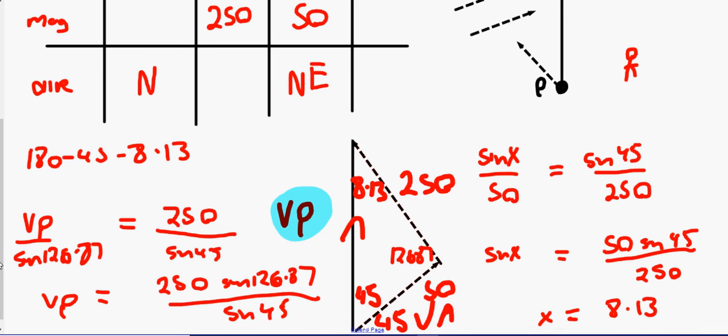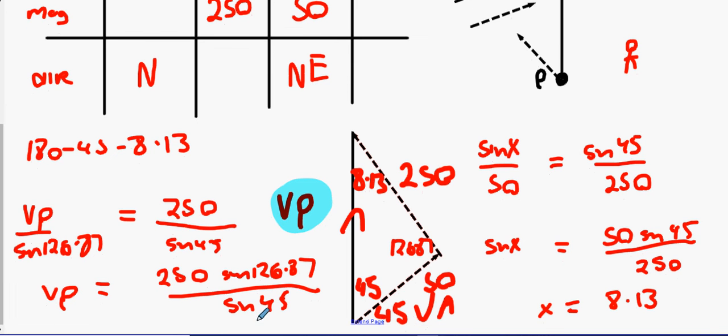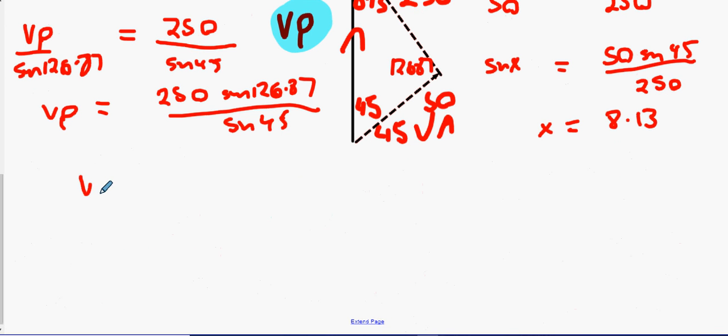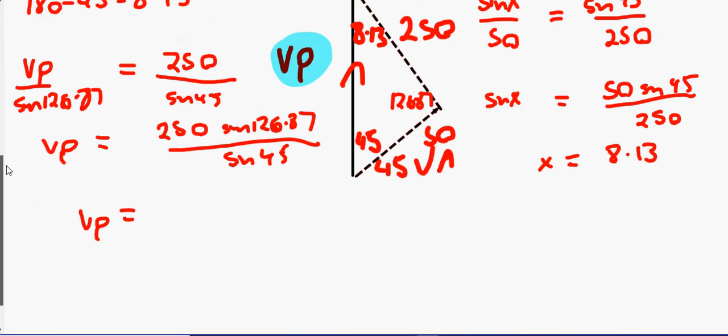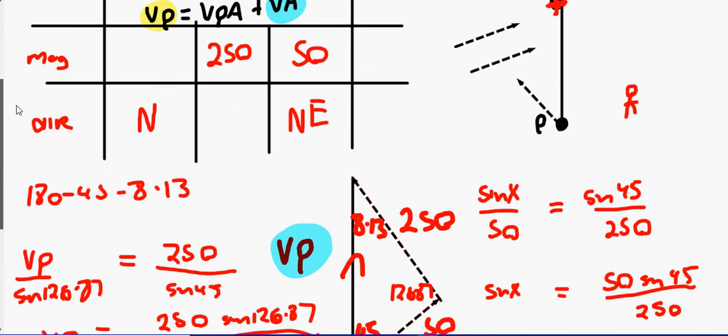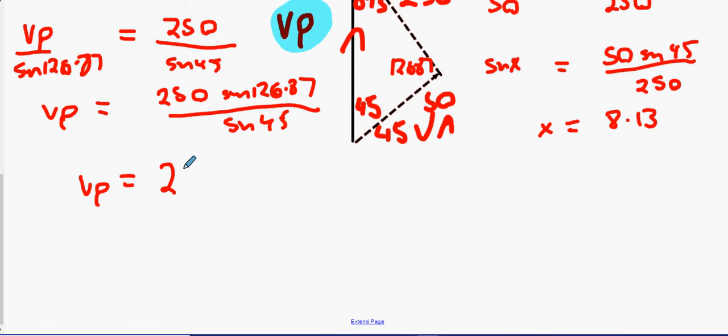Over sine 45. Have we got a phi p yet? 282.84. Is it meters per second or kilometers per hour? Kilometers per hour. Alright. Happy days.